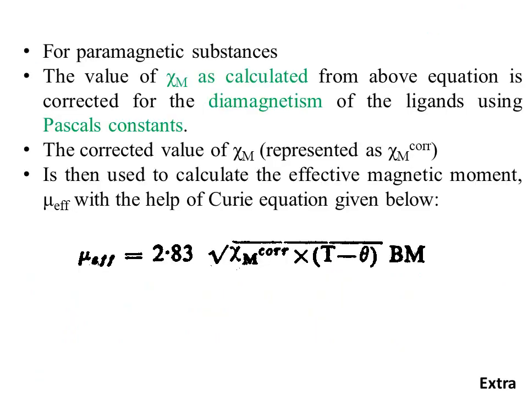For paramagnetic substances, the value of psi m as calculated from the above equation is corrected for the diamagnetism of the ligands using Pascal constants. The corrected value of psi m, represented by psi m corrected, is then used to calculate the effective magnetic moment, mu effective, with the help of the Curie equation given below. Mu effective is equal to 2.83 under root of psi m corrected into temperature minus theta. This is actually the Curie-Weiss equation in Bohr magneton.